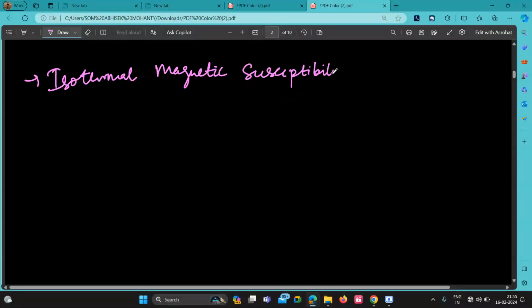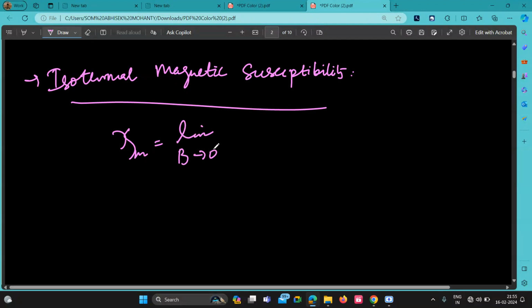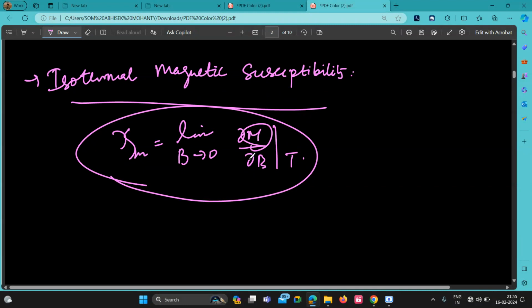Next is the isothermal magnetic susceptibility. Chi m is equal to limit B tends to 0 of del M by del B at constant temperature. So whatever you get as M, you just take the derivative with respect to B at constant temperature. You will get chi m, and I will just write the value: n beta mu square by 3.